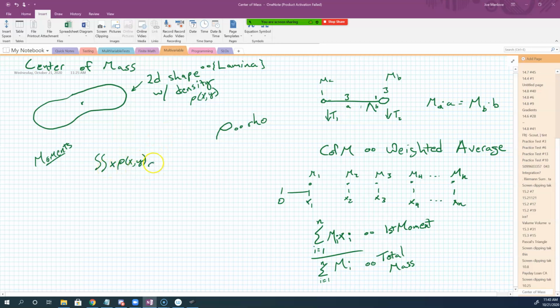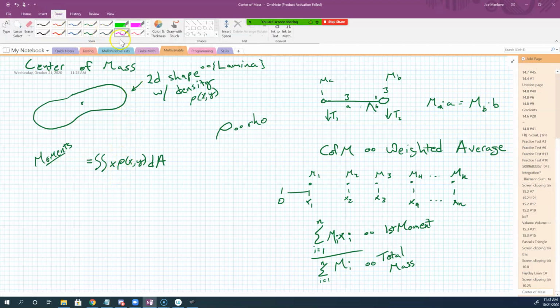Okay, so I'm going to add this up d area. Now, the only really confusing thing about this section is that we're adding up x's weighted by density, right? A density times an area is going to be a mass. So this guy here is playing the role of mass. You guys see that?